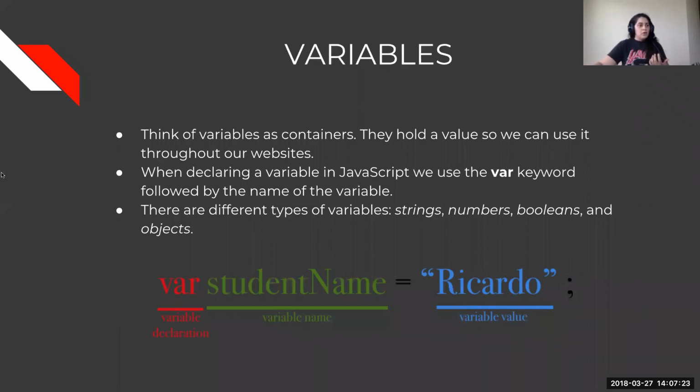So if we are looking here at the example, we have var studentName equals Ricardo. So what data type is studentName? Anyone feel free to jump in and let me know the answer.